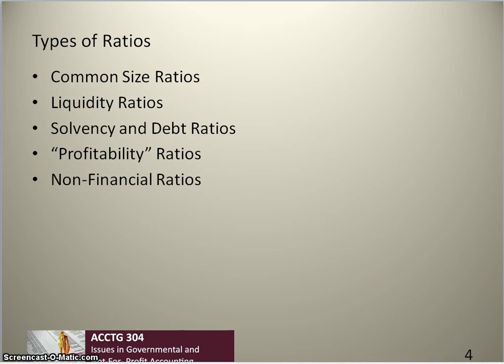And just as we saw when we looked at not-for-profit organizations, ratios for governments can be categorized as common size ratios, liquidity ratios, solvency and debt ratios, profitability ratios, and non-financial ratios. And we'll be looking at typical ratios for governments in each of these categories.